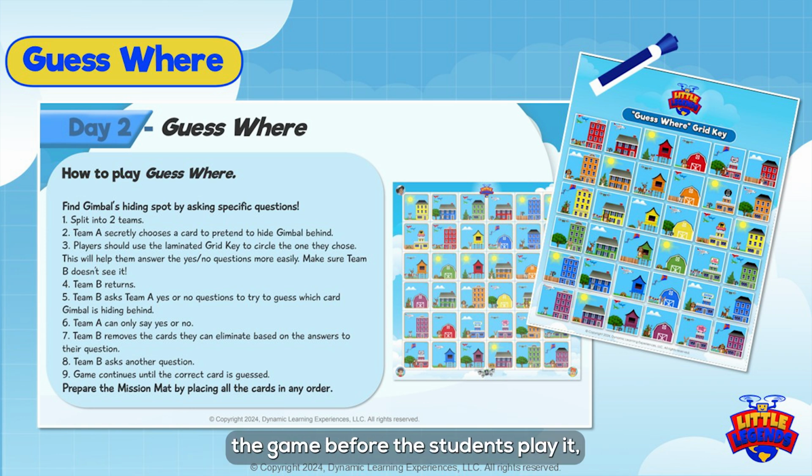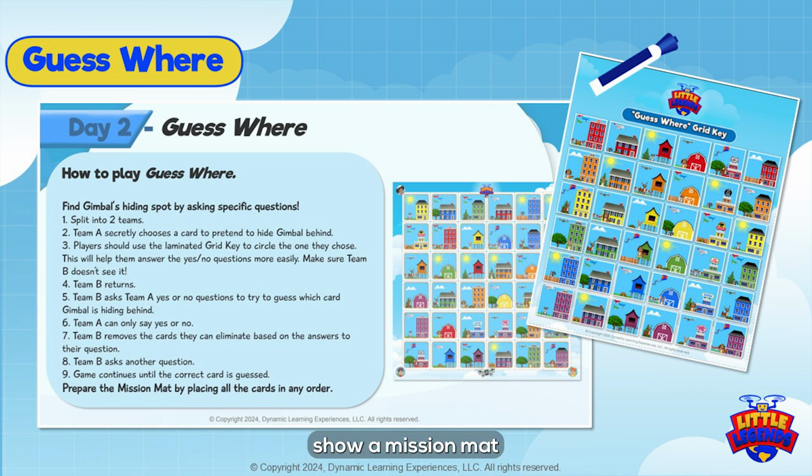selected. To model the game before the students play it, show a mission mat filled with cards placed face up. The cards can be placed in any order. They do not need to match the order on the grid key. Choose 2 students to select the card to hide Gimbal behind. Hand them the laminated grid key and a dry erase marker.